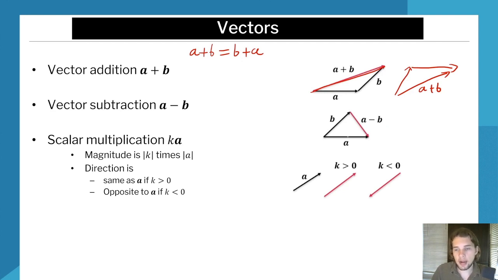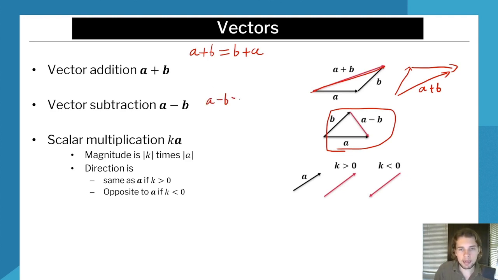Now, vector subtraction is a little more interesting to look at. If we subtract b from a, we get the vector that goes from where b ends up to a, if you place them geometrically like that, starting at the same location. So that means it isn't commutative.